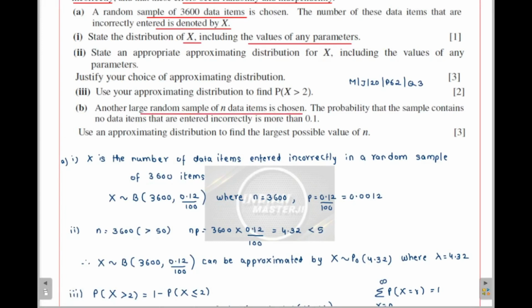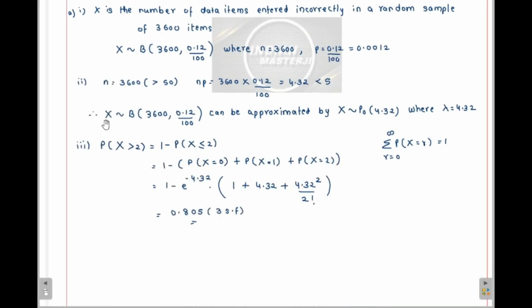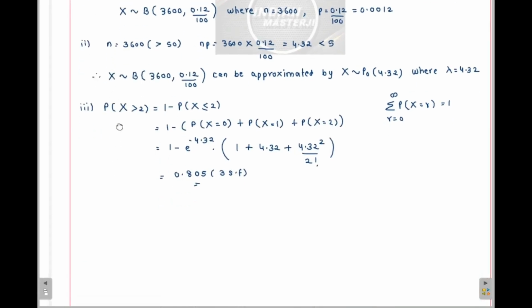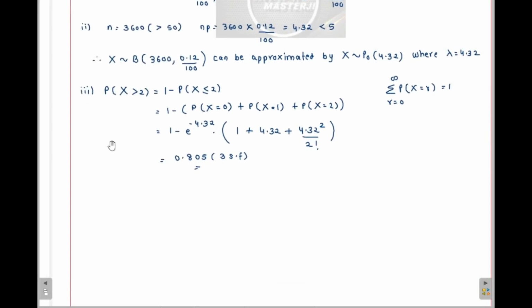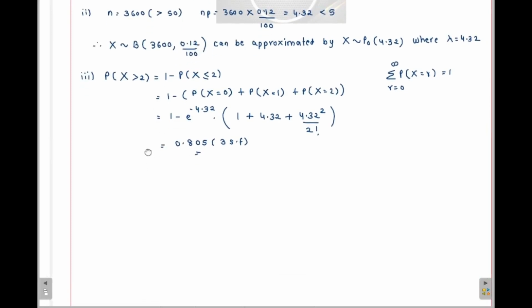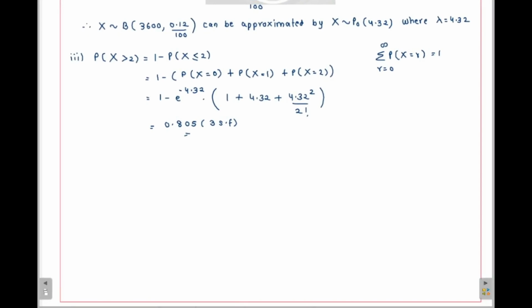They are saying the probability that the sample contains no data items that are entered incorrectly is more than 0.1. Use an approximating distribution to find the largest possible value of n. So here n is large. If n is large and the probability of success, that is the probability of the data item being entered incorrectly, is fixed. What was the fixed value? 0.12%.